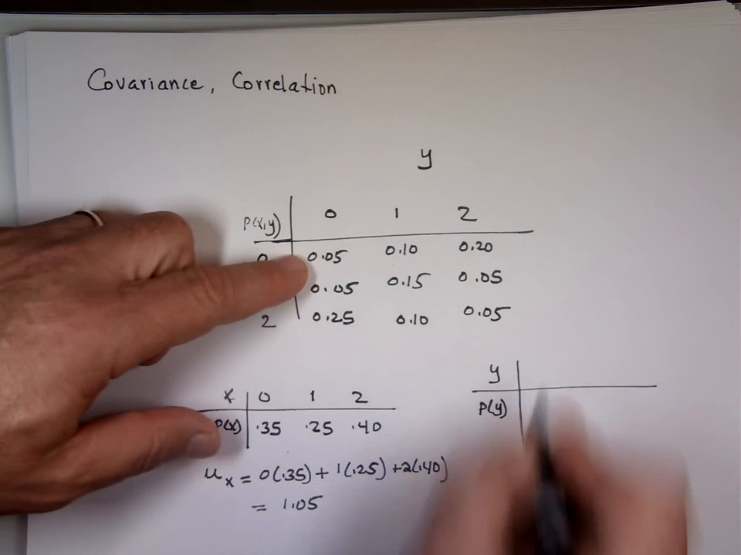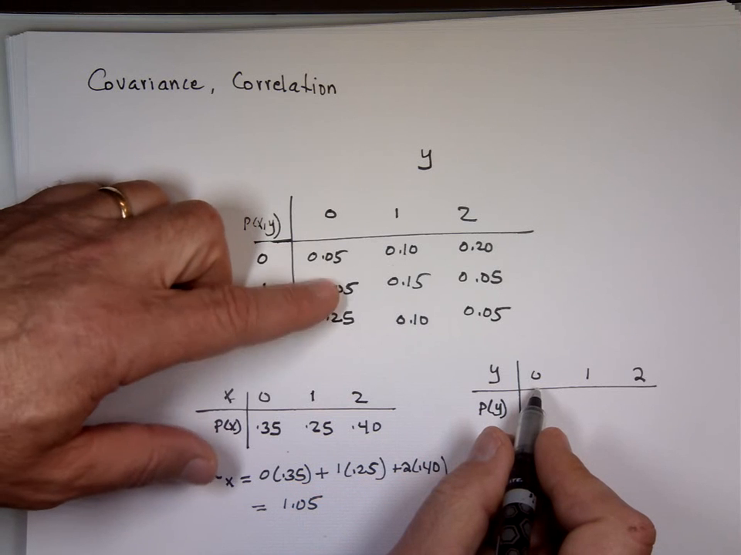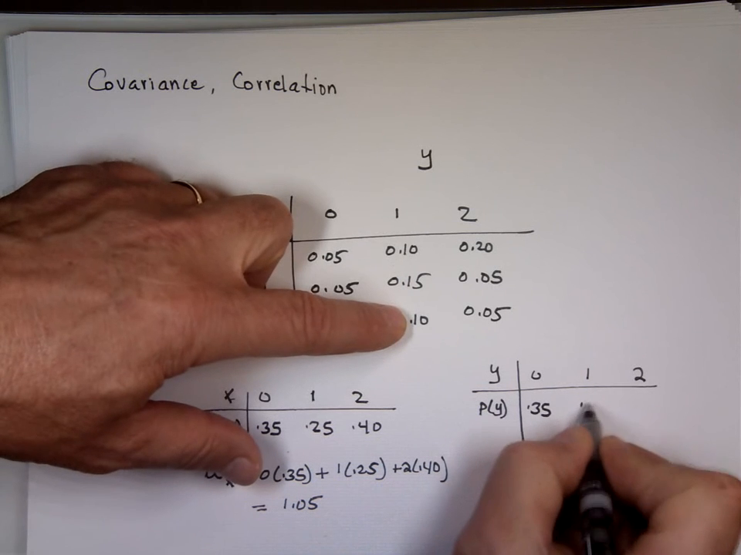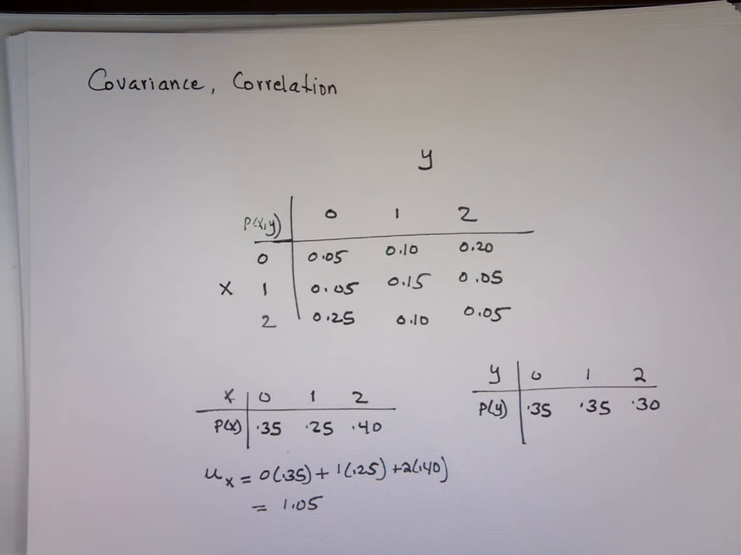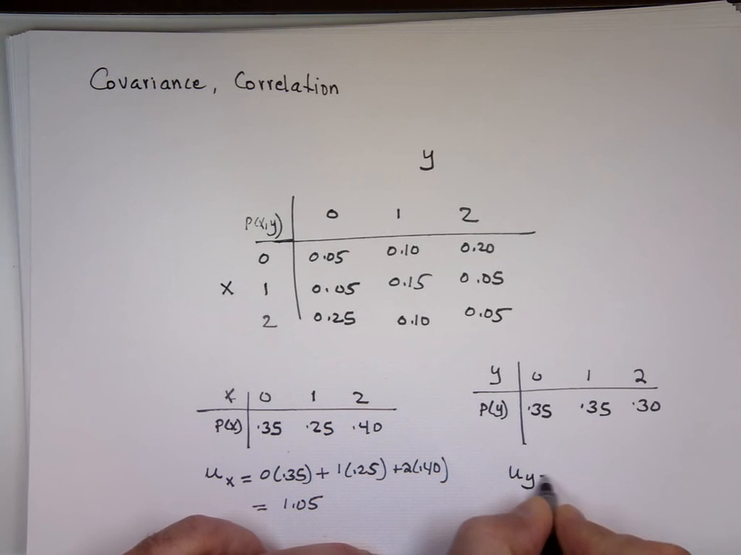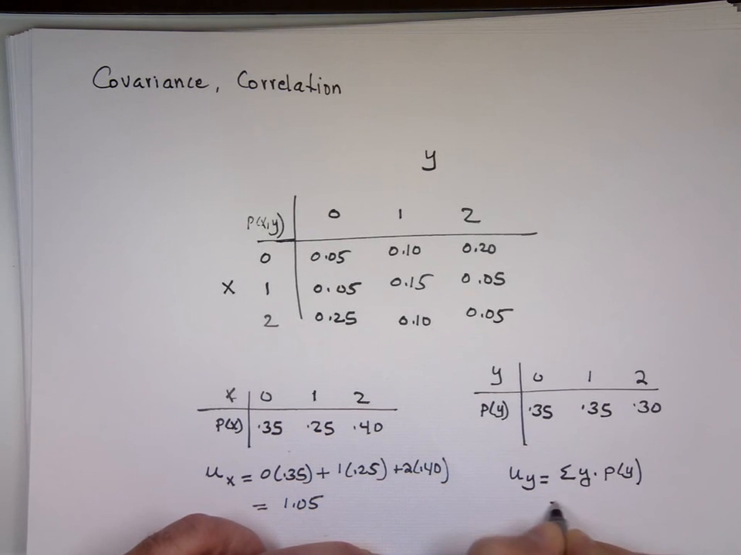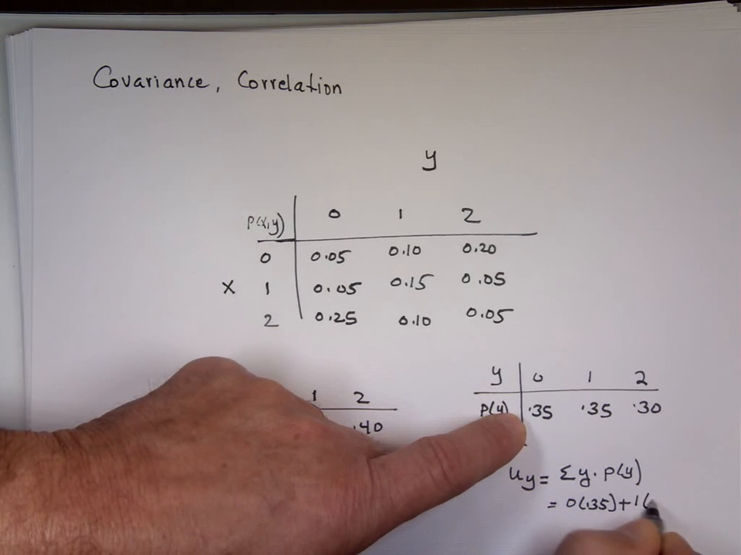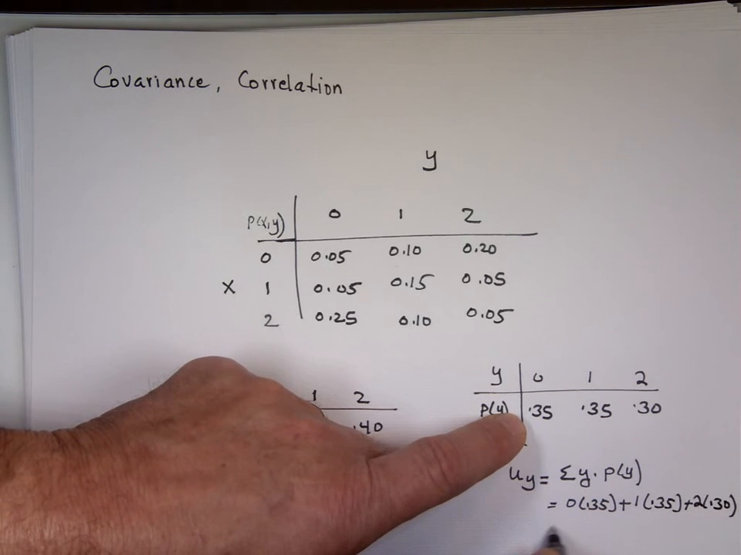Let's look at y. Y can also have values of 0, 1, and 2. For 0, we add 0.05, 0.10, and 0.25. That's 0.35. Then 0.10, 0.25, that's 0.35. Then 0.20, that's 0.30. The expected value of y is the summation of y times p of y: 0 times 0.35 plus 1 times 0.35 plus 2 times 0.30, and I think that's 0.95.